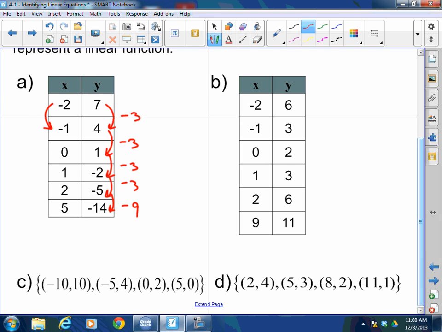No, I did not subtract 1. I added 1. How did I get from negative 1 to 0? How did I get from 0 to 1? How did I get from 1 to 2? And how do I get from 2 to 5?